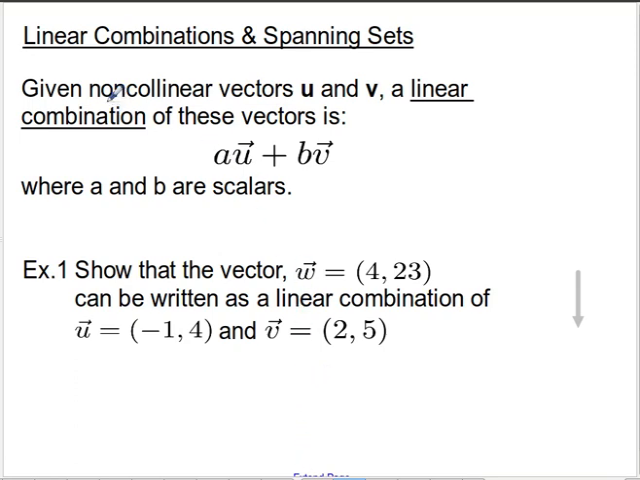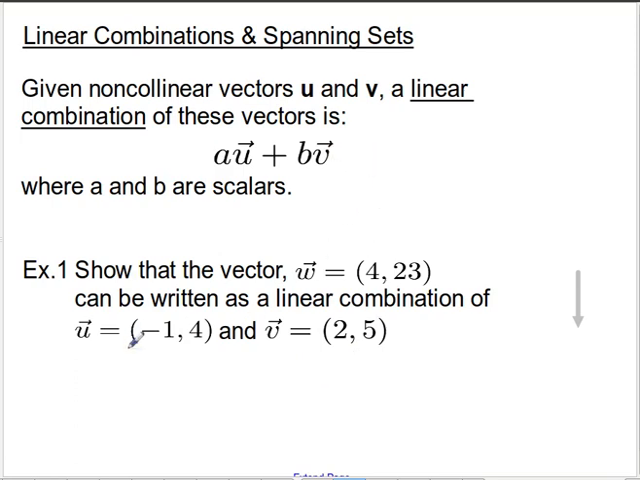So if I have two non-collinear vectors, meaning they are not parallel, they cannot be arranged to share the same line, vectors u and v, a linear combination just means I take some scalar multiple of the first vector and I add to that a scalar multiple of the second vector. And remember, these scalars can have any value. They could be zero, they could be positive, they could be negative.